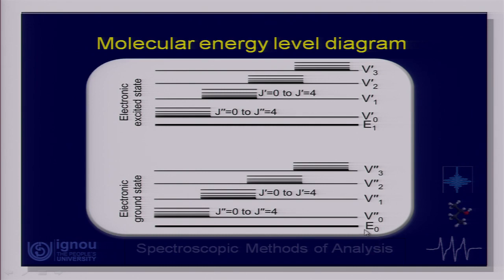Within one electronic energy level there are different vibrational energy levels, which are denoted as V1, V2, V3 and so on and so forth. And then within a vibrational energy level there are rotational energy levels. It is purely a schematic diagram.